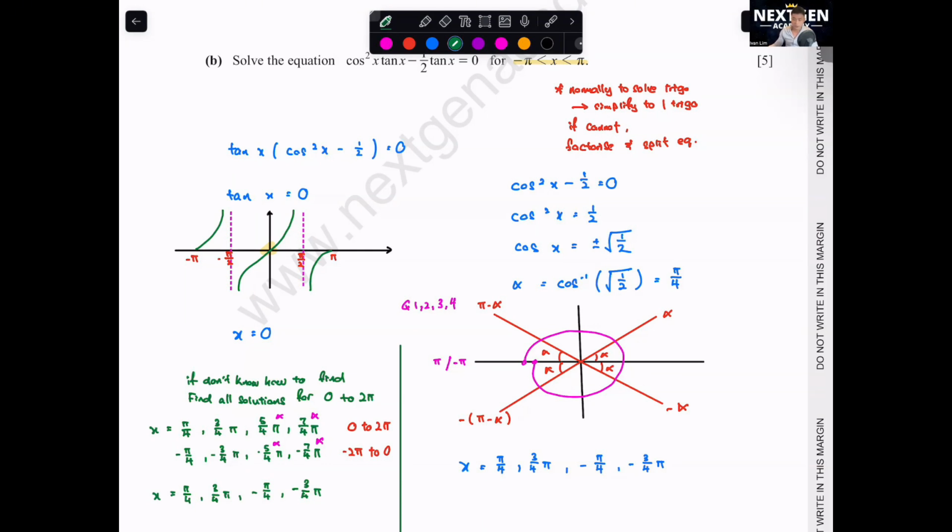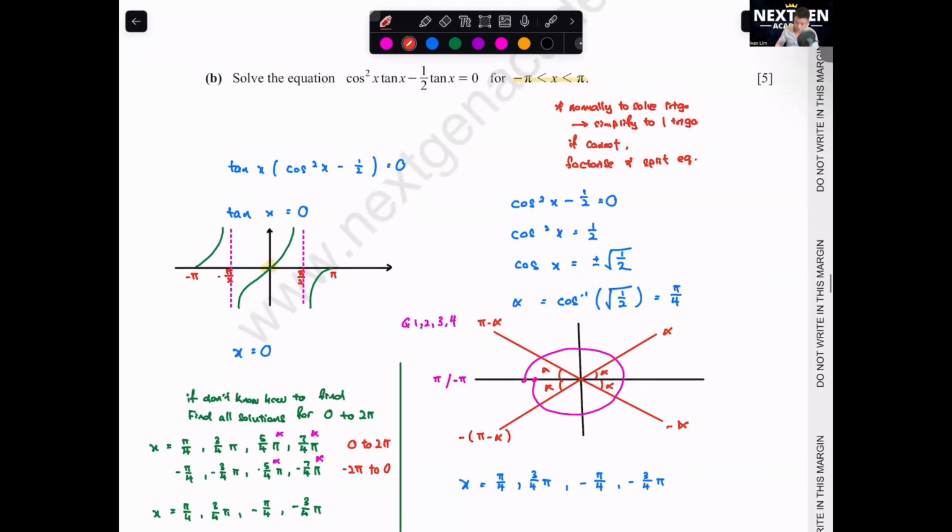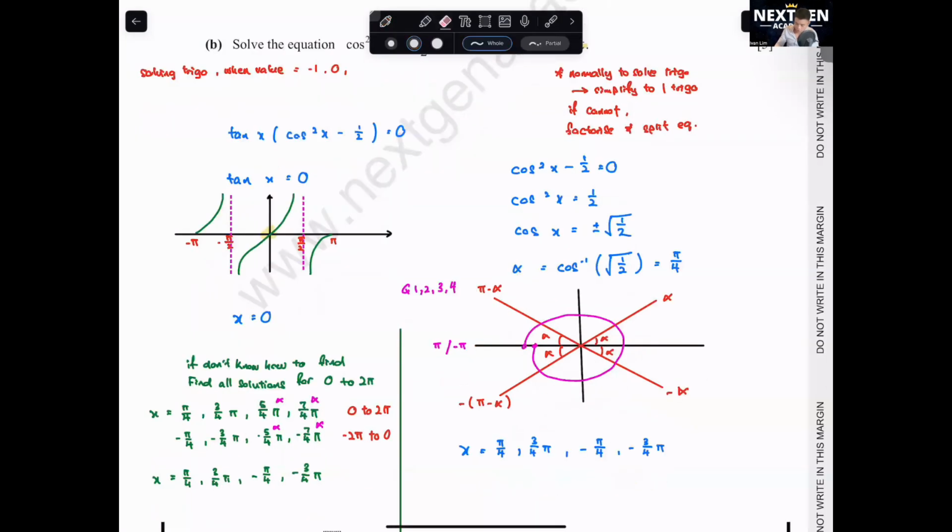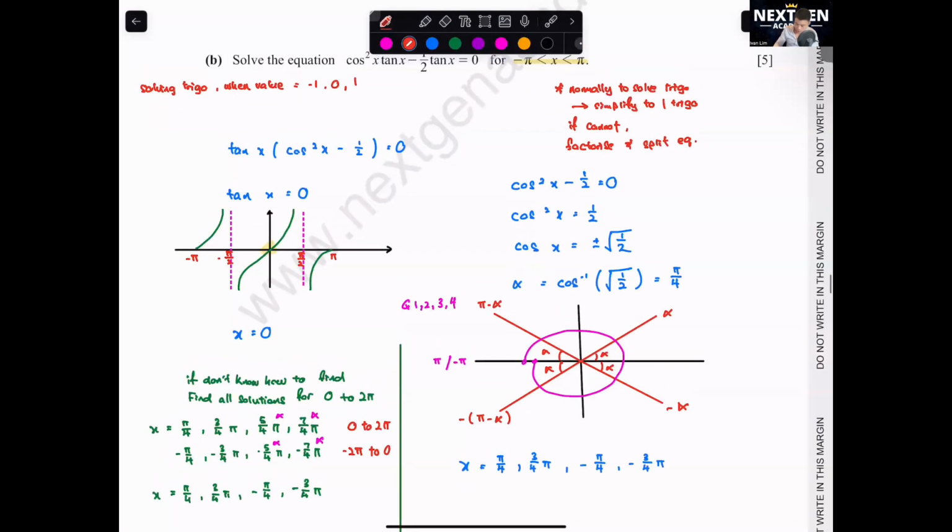Can I explain the usage of the tangent graph again? For all sine, cos, and tangent, when solving trigo, if your value is equal to negative 1, 0, and 1, we are going to use the graph. Why? Reason being, let's say 0, you type into your calculator shift tangent 0, you get 0, right? You still get 0.